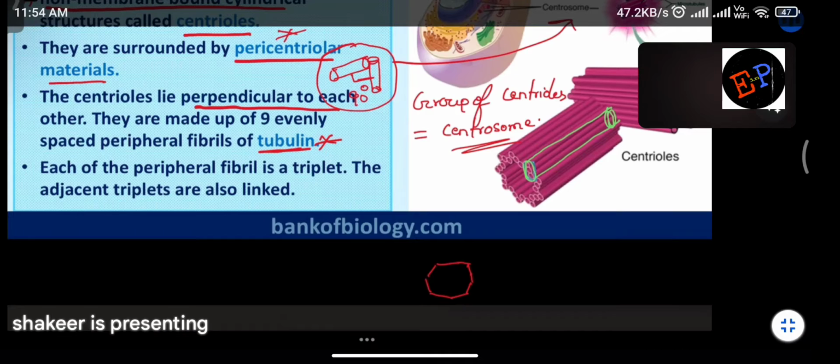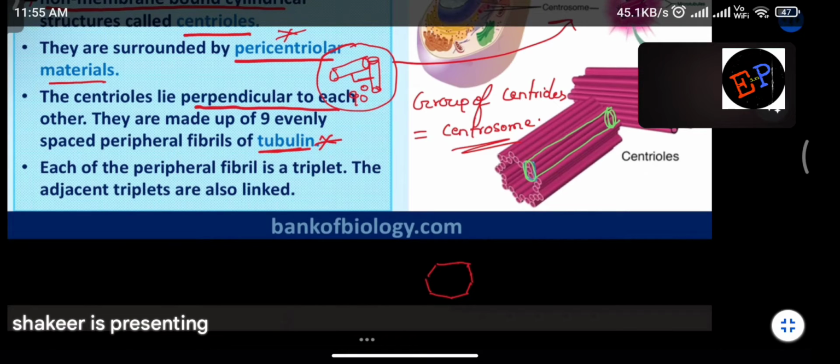And like that, how many fibrils are present? 9 fibrils are present. Then a cylindrical shape will be formed, no, ma? That cylindrical shaped tube we can call it as centriole, and 2 perpendicular centrioles is called as centrosome. That is the arrangement. Clear?